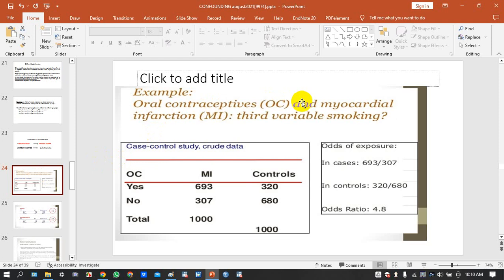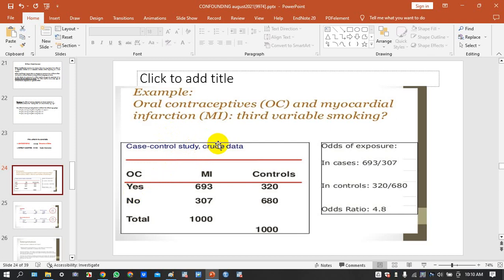Oral contraceptives and myocardial infarction, are they related? Women who take progesterone and estrogen, we call them secure. Those secure oral contraceptives, they're pills. Do those women get heart attack or myocardial infarction? Let's find out in a case control study.